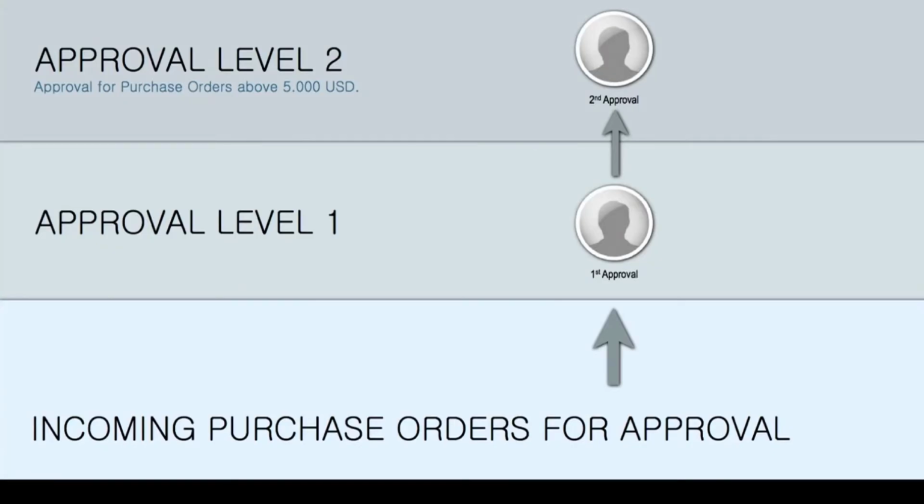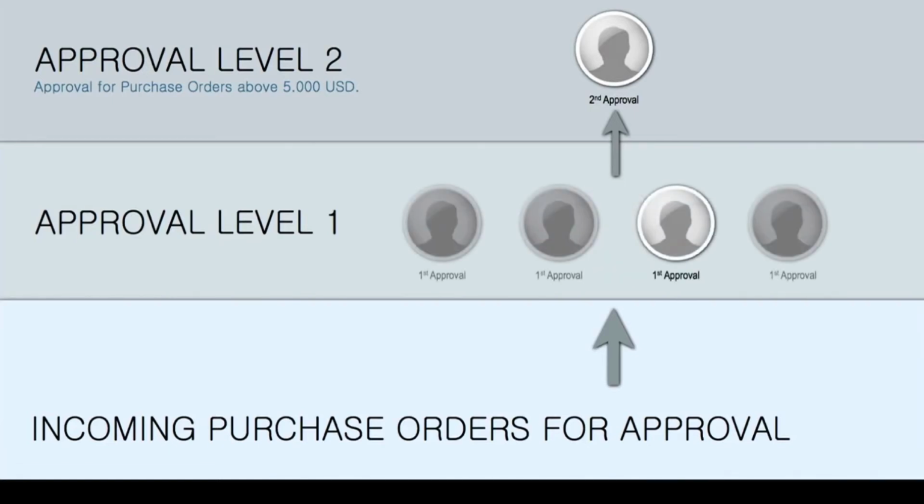Originally, we designed the purchase order system in a way that only one person can approve each level. That means even if you give approval rights to many people for the same level, only one person will be able to make an approval.